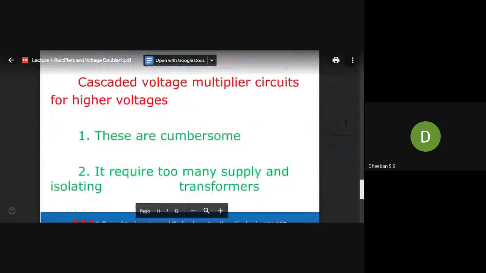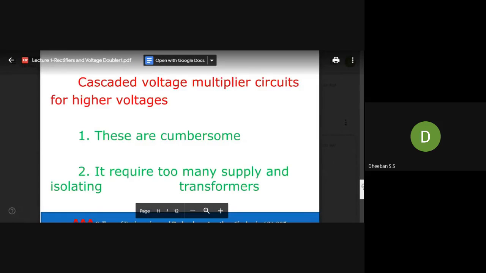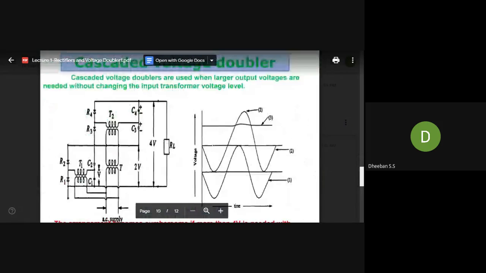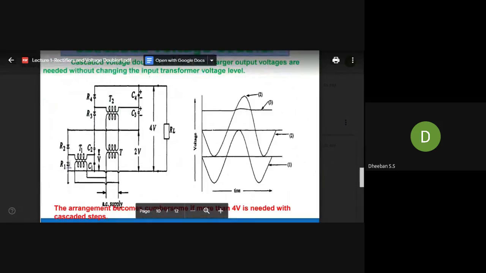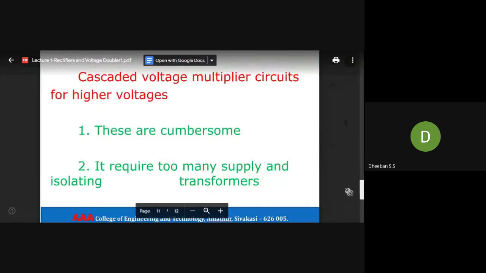Okay. So what are the disadvantages we are seeing over here? The circuit is somewhat complex in structure, and you need a very large isolating transformer. I have already spoken about isolating transformers in many of the classes. This is one kind of isolating transformer. Isolating transformers are mainly used for insulation purposes. So that's one important limitation over here.